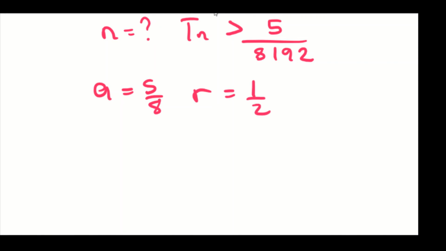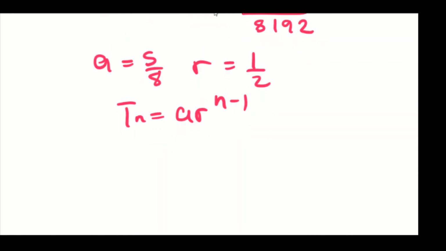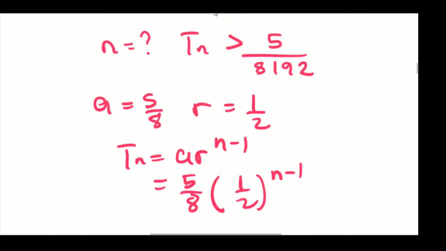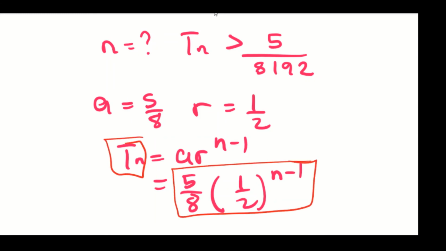So Tn of a geometric series is Tn equals a r to the power n minus 1. In this case, to find Tn, our a value is going to be 5/8, and then r is 1/2 to the power of n minus 1, right? So we are looking for the n. So we can simply substitute this Tn into the expression here. So we're just going to do that.